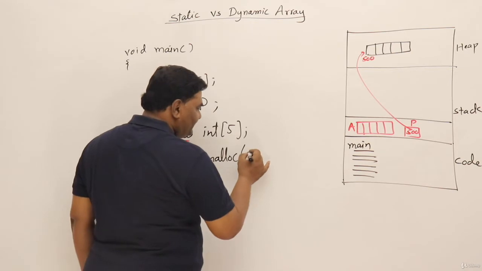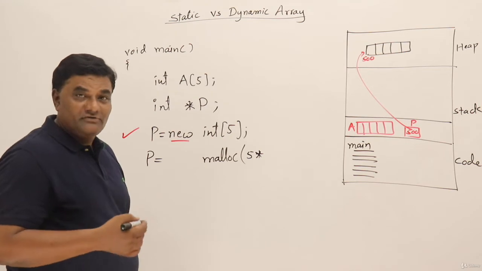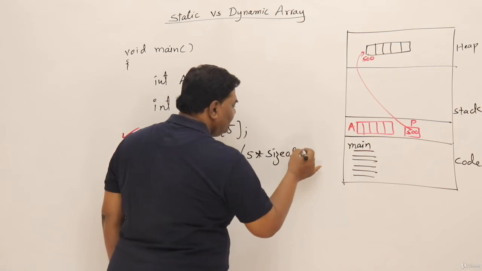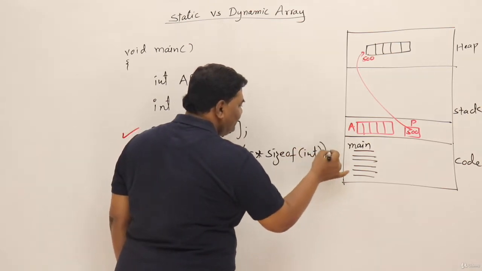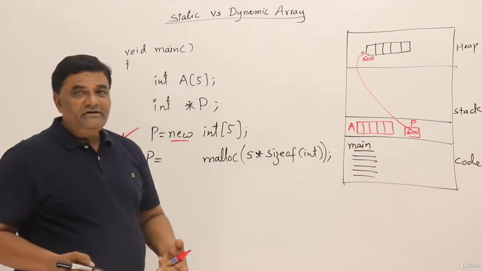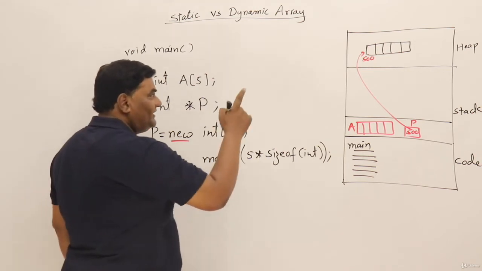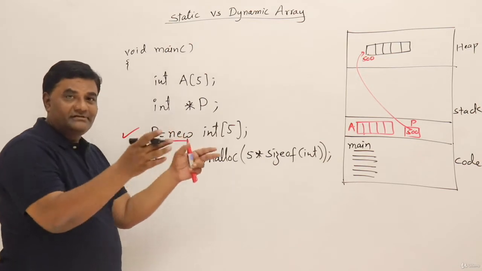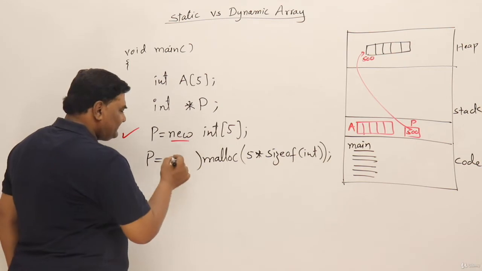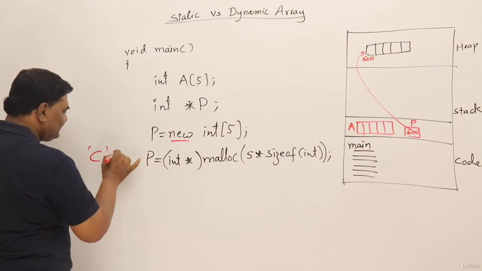So I want 5 integers, so 5 times, now the size of an integer may be 2 bytes or 4 bytes, depending on the system or the compiler. So I should mention here sizeof(int). This is the common practice that is done in C language. Instead of mentioning 2 bytes, we mention sizeof, so that depending on the system or compiler, it takes that size. Then the malloc function will allocate just raw memory, just a block of memory. Now that memory we want to use as integers, so we have to typecast it as an integer pointer. So this is in C language and this is in C++.